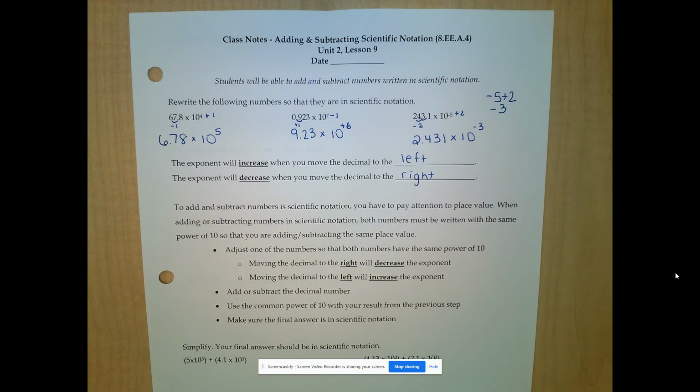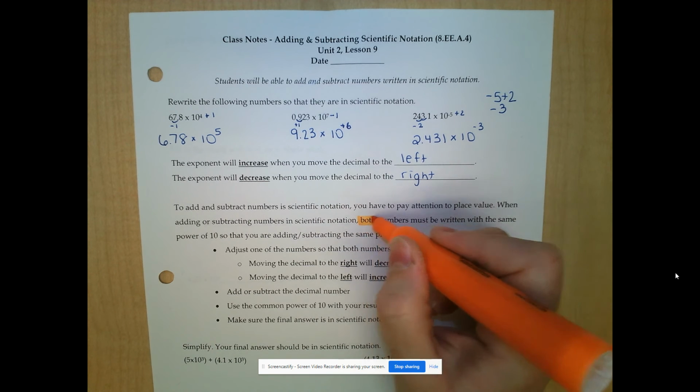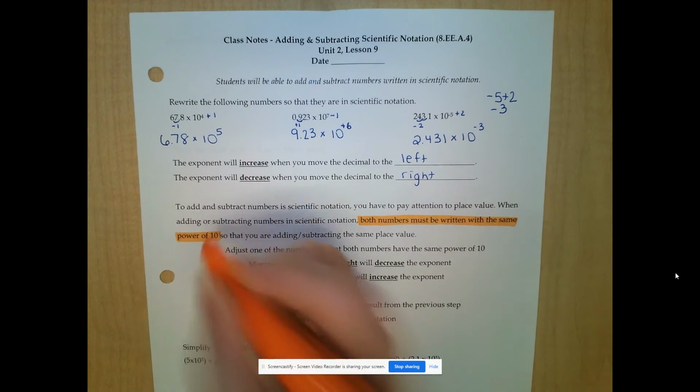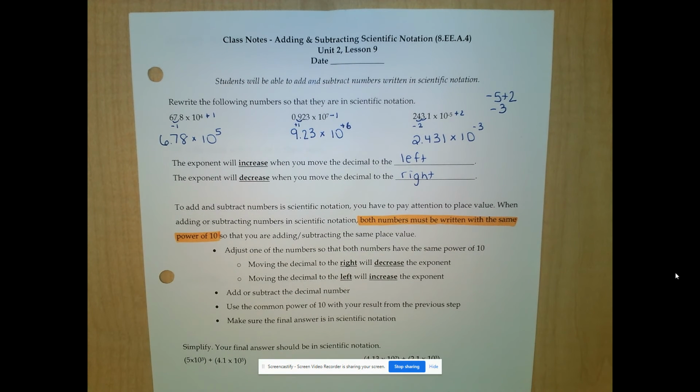To add and subtract numbers in scientific notation, you have to pay attention to place value. When adding or subtracting numbers in scientific notation, both numbers must be written with the same power of 10 so that you're adding or subtracting the same place value. So this is what's really important here. Both numbers must be written with the same power of 10. It is the same idea as having a common denominator when you add and subtract. Adjust one of the numbers so that both numbers have the same power of 10. It is, again, like getting a common denominator.